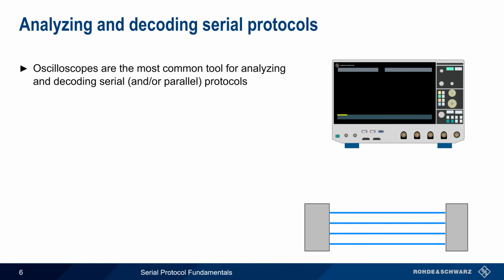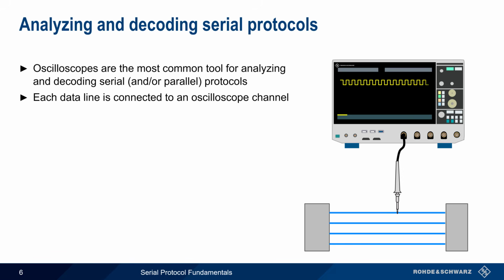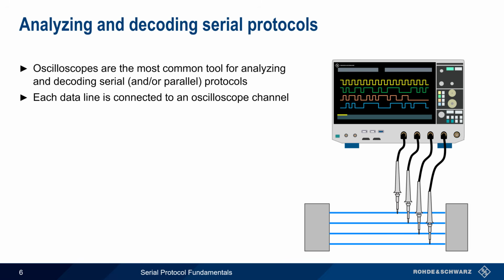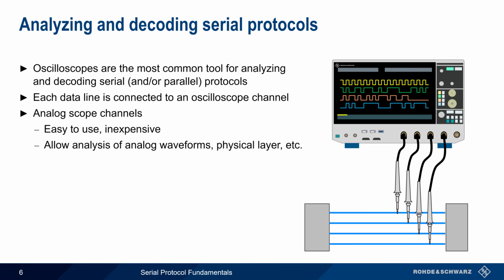Oscilloscopes are the primary tool used for analyzing and decoding serial and parallel protocols. Typically, each data line is connected to a separate scope channel, and special software within the oscilloscope is used to decode, parse, and analyze the messages. In many scenarios, an analog scope channel is connected to each conductor of the data bus. This has the advantage of being easy to implement and relatively inexpensive. It also allows the physical layer analysis of waveforms. This is particularly helpful when protocol failures are due to signal integrity issues or noise.